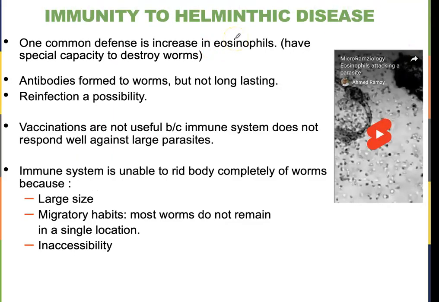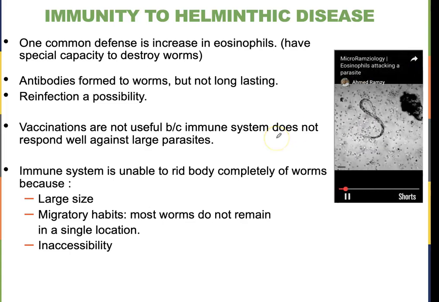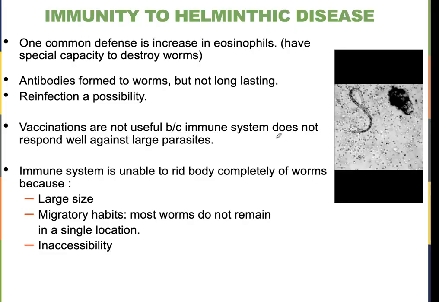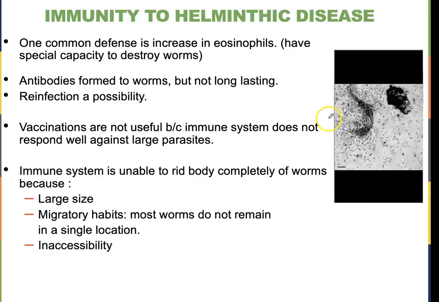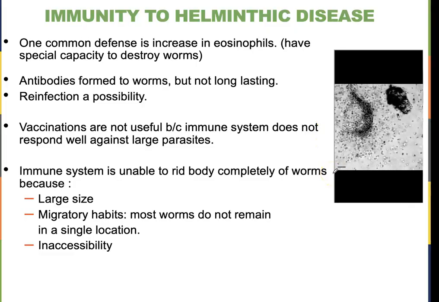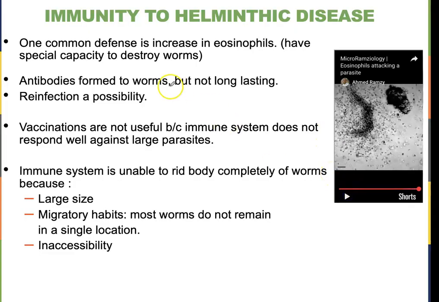Okay, so immunity. You know that our immune system is working against parasites with eosinophils. So I'll play this. We saw this before. I just think it's a really cool video how all those eosinophils are really just piling on that worm. So let's pause it. So yes, we have our eosinophil, but you see how tiny they are and how large the worm is. So they have a limited capacity to destroy worms.